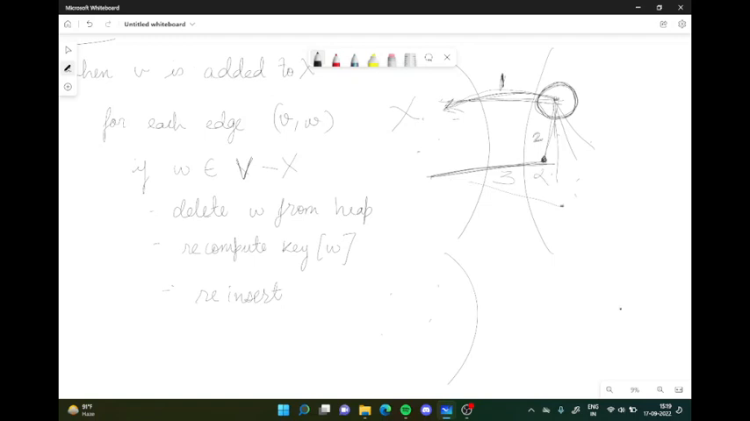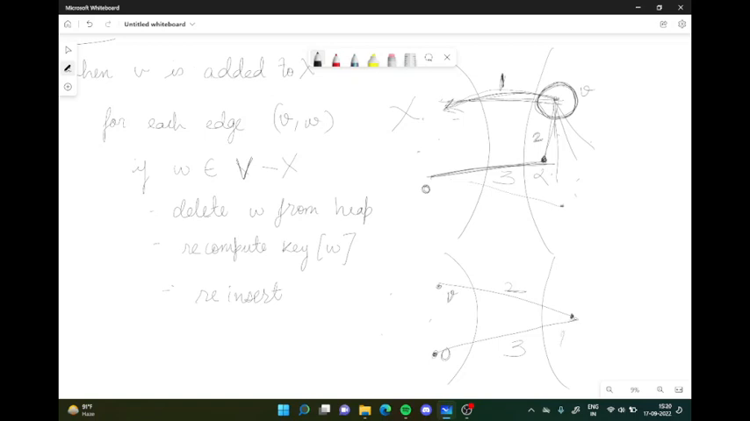Whenever we add our vertex V to our new X, because this is the cheapest edge, this is the one which is going to be added into our X. This is how it looks. This is V and this is vertex alpha, let's say. This cost is 2 and this cost is 3. Initially, key of alpha was 3 because that is how key was calculated, for every edge crossing the cut.